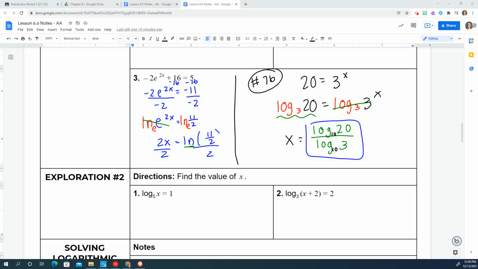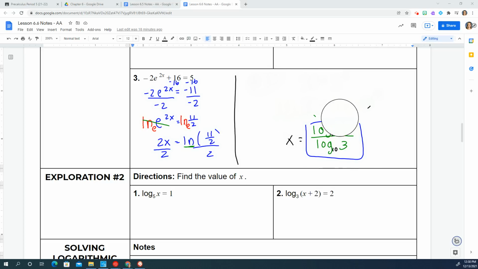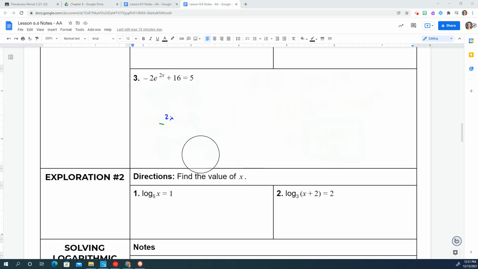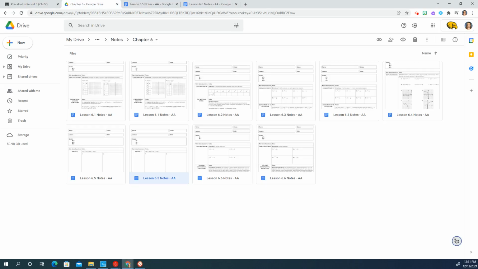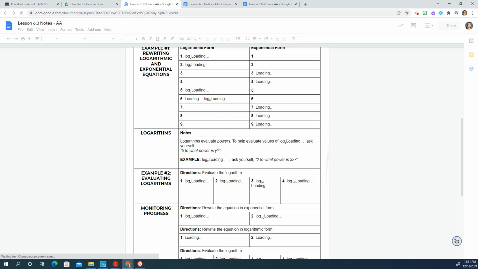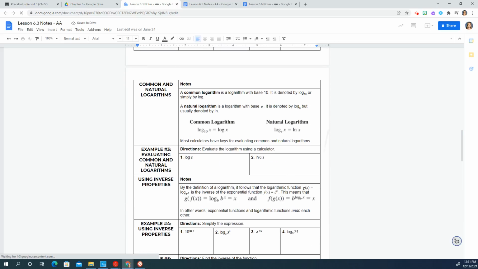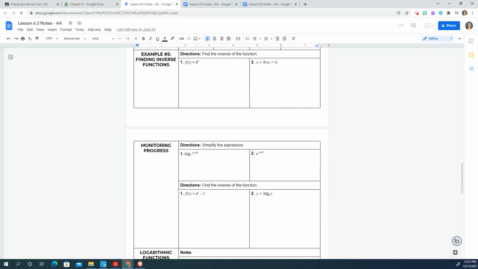I feel like that might have been all for exponential equations. 50? Yeah. Okay, let's look at that one. Ooh, that's a good one. Okay, so we kind of talked about it. I will go back to my notes really quick. Let's see, which ones did we graph logs? I think that was 6.3. Let me see if that's right.